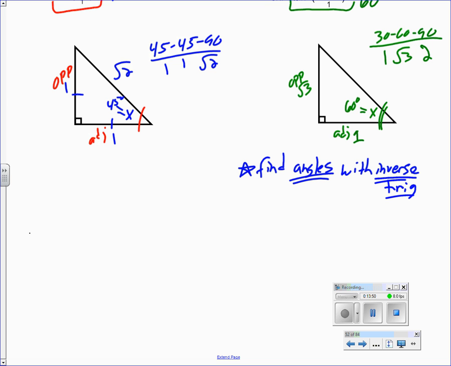If you don't find any other resources to help you out with this or look for different videos online, just search for inverse trig functions.